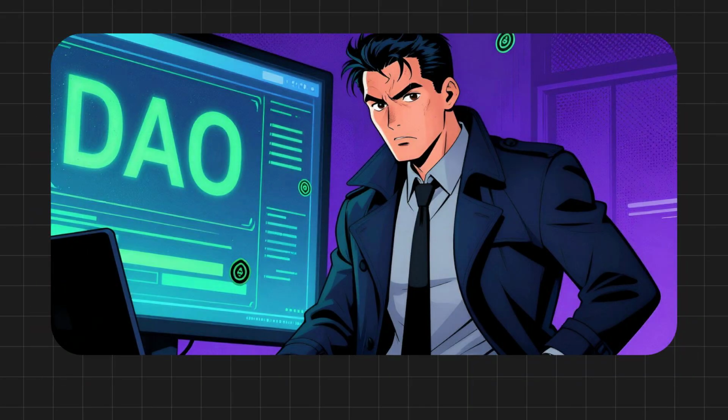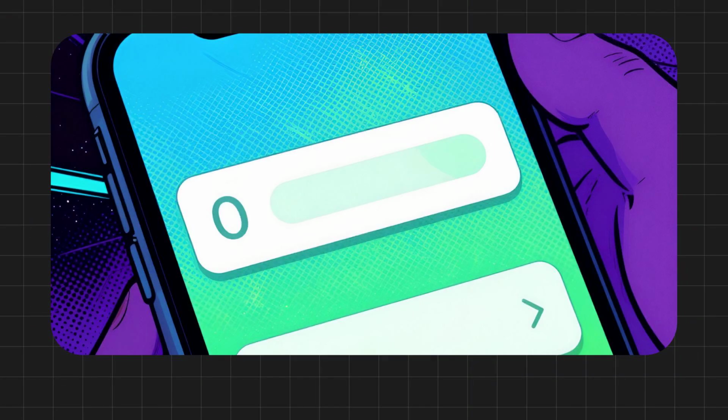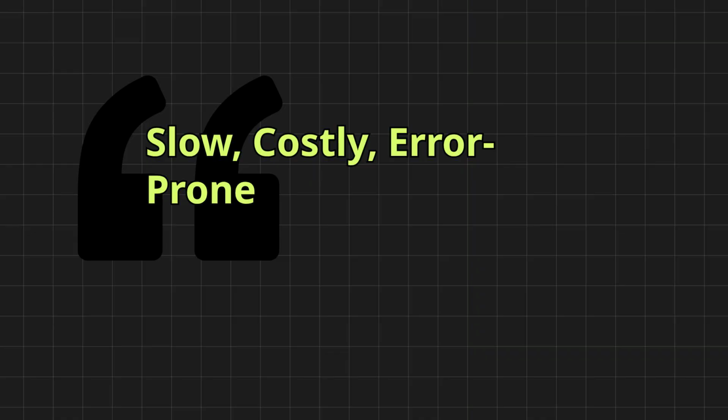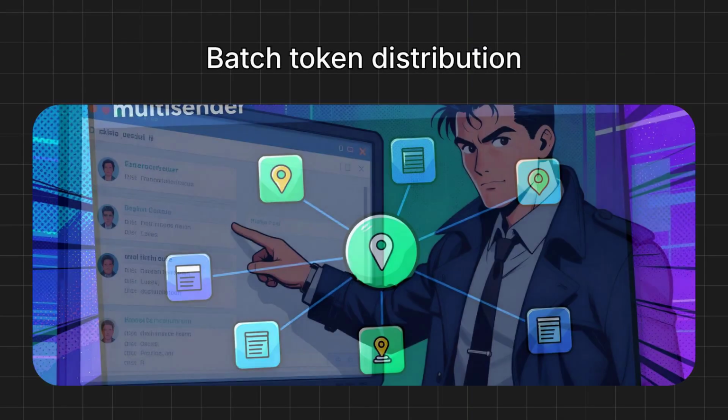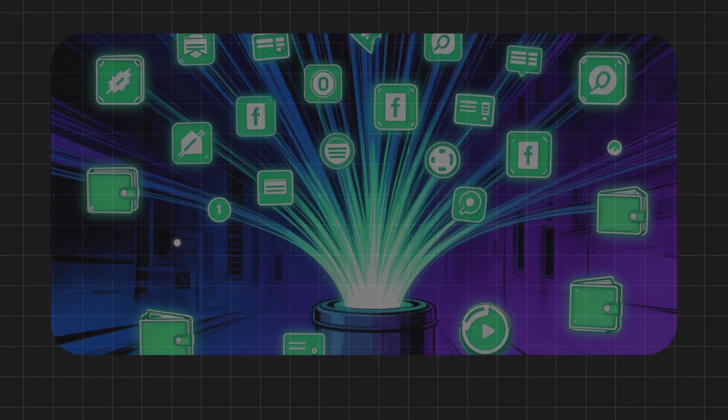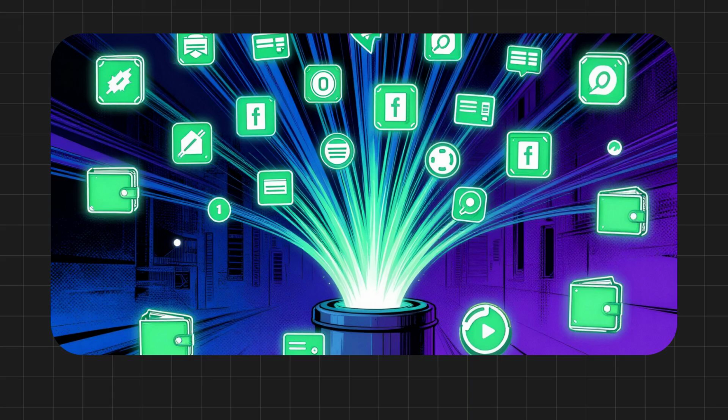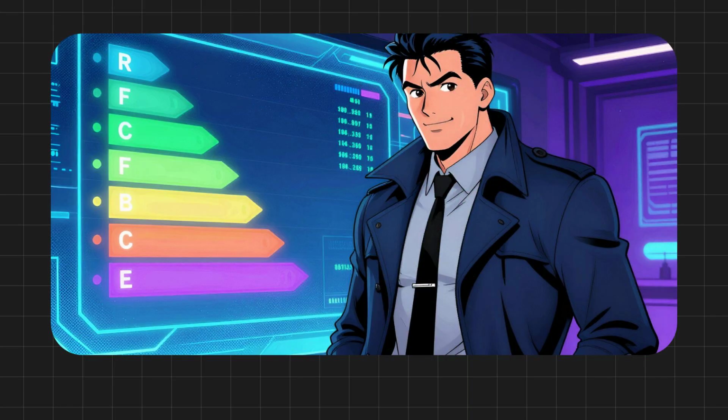Many DAOs still send tokens one transaction at a time. This takes time, increases gas costs, and can lead to mistakes, especially as your DAO grows. A better approach is to batch transactions using a multisender. This allows you to send tokens to multiple wallets in one streamlined process.